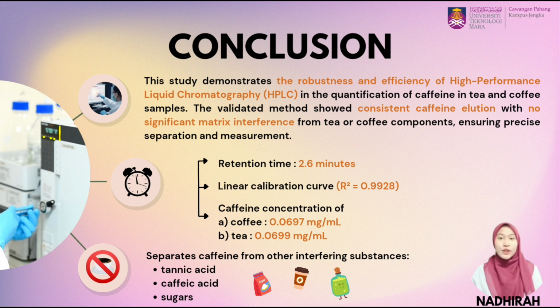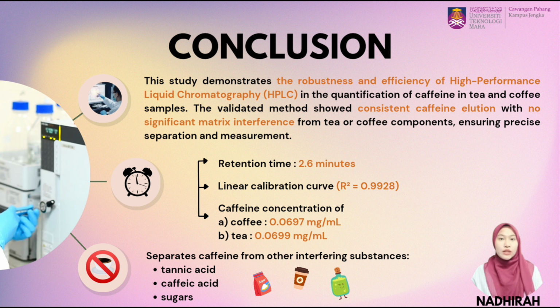This study demonstrates the robustness and efficiency of high-performance liquid chromatography (HPLC) in the quantification of caffeine in tea and coffee samples. The validated method shows consistent caffeine elution with no significant matrix interference from tea or coffee components, ensuring precise separation and measurement with a retention time of 2.6 minutes and a linear calibration curve R² equal to 0.9928. HPLC provided rapid and reliable results.